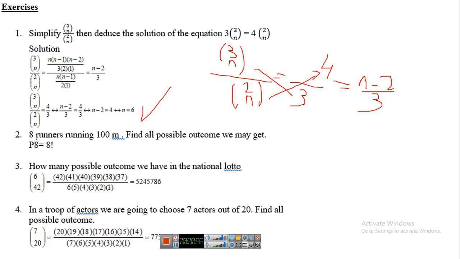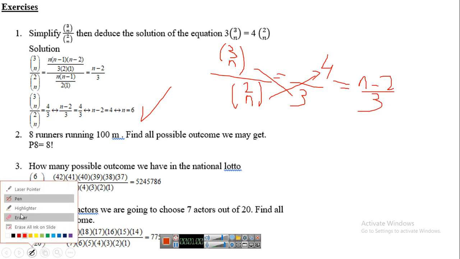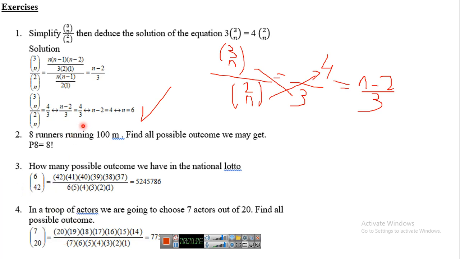So number 2: 8 runners running 100 meters. Find all possible outcomes you may get. You all know, guys, before you start any problem, ask yourself: is repetition allowed? Can a runner take more than one position? Certainly not. So is this a combination or permutation? Is order important in running? Yes, certainly. So it's arrangement 8 out of 8 because I want all possible outcomes. 8 out of 8 means permutation, 8 factorial.